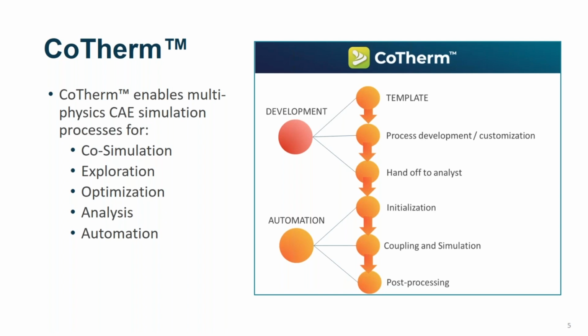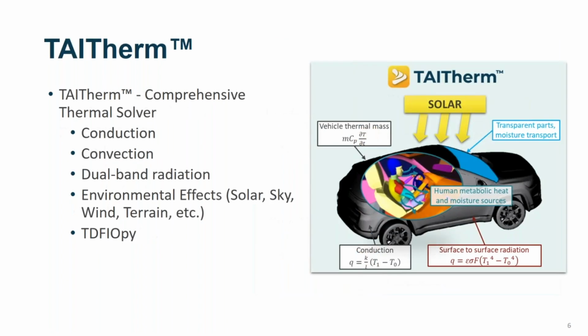In this example I'm going to be sharing today, we're also going to be using TAITherm, which is our comprehensive thermal solver that works in all bands of heat transfer, from conduction and convection to dual band radiation, also considering environmental effects such as solar loading, wind, and different terrain effects. TAITherm also has the ability to use TDFIO-Pi, which is a Python scripting interface to edit the TAITherm variables. So you can edit your boundary conditions, your run setup, and everything through TDFIO-Pi.